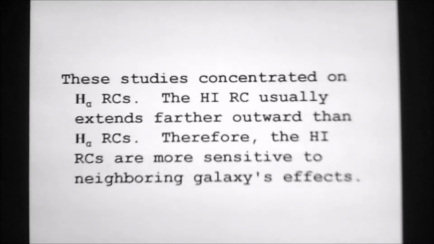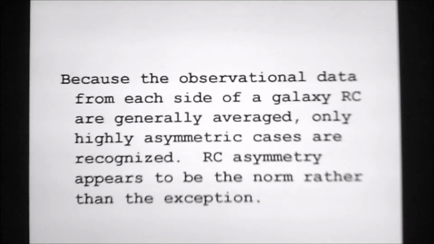The molecular hydrogen RC usually extends farther outward than the ionized hydrogen RCs. Therefore, the molecular hydrogen RCs are more sensitive to neighboring galaxies' effects. Because the observational data from each side of a galaxy RC are generally averaged, only highly asymmetric cases are recognized. The RC asymmetry appears to be the norm rather than the exception.